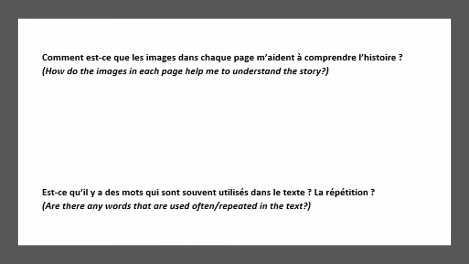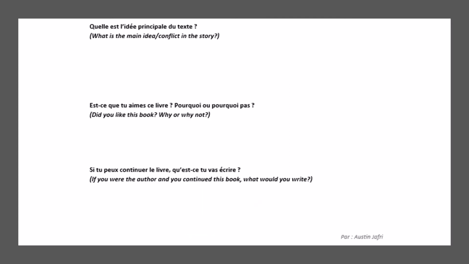Now we have some more critical thinking questions. So how do the images in each page help me to understand the story? That's very important. We want students to make connections between the images and pictures in the book to the content of the story, because obviously students are not going to understand every single word in a story. Are there any words that are used often or repeated in the text? These can often be key words that are in the text. We want students to recognize them as well.